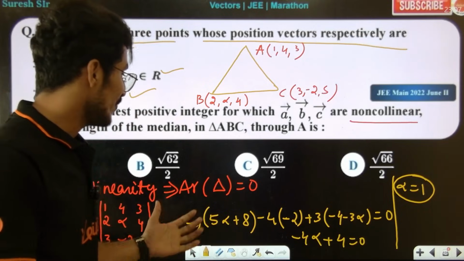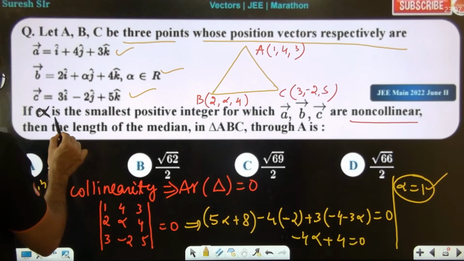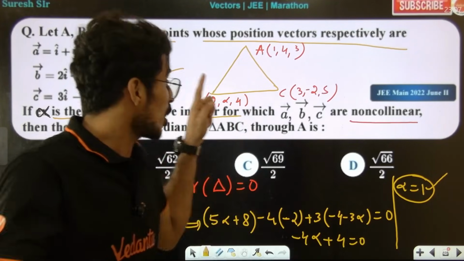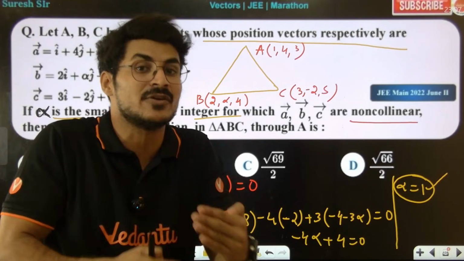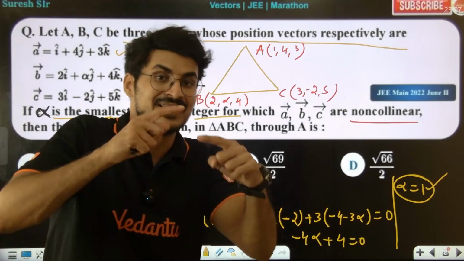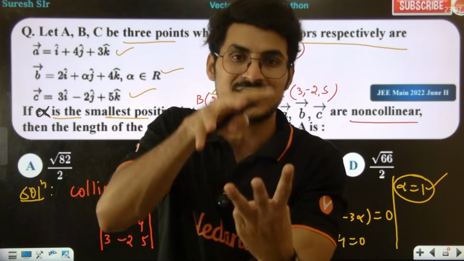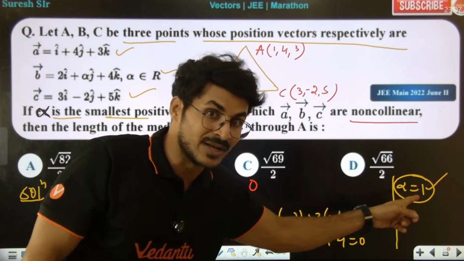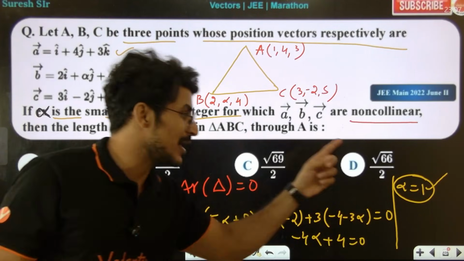Area is 0 basically. When area is 0, I am getting alpha value 1. Now what have they given? Alpha is the smallest positive integer for which ABC are non-collinear. When ABC are non-collinear, we need to take the smallest positive integer. You understand, right? But when they are collinear, alpha value is 1.